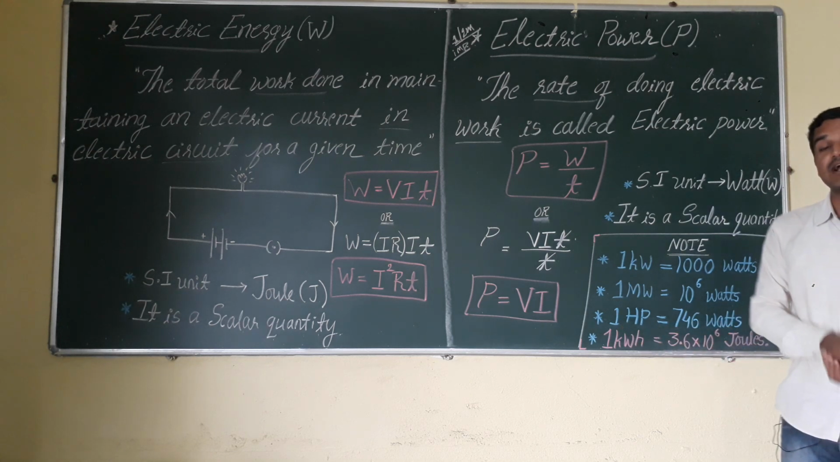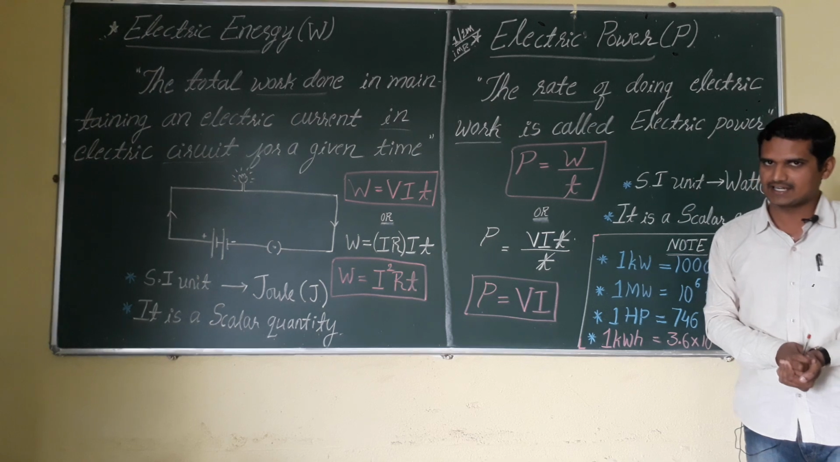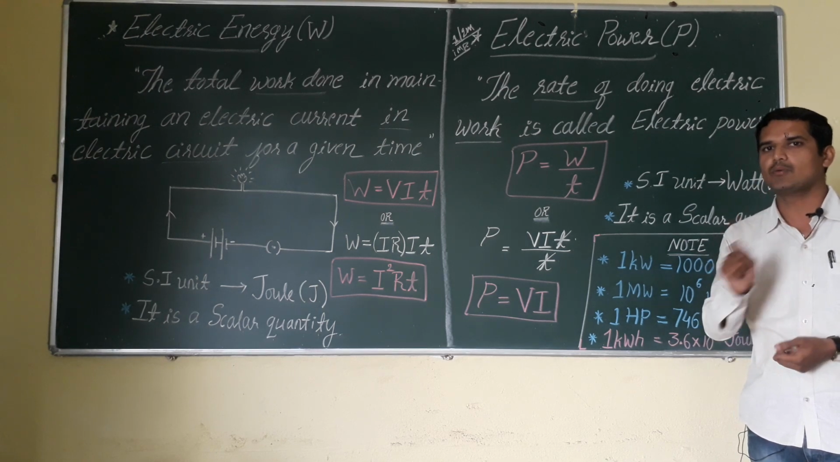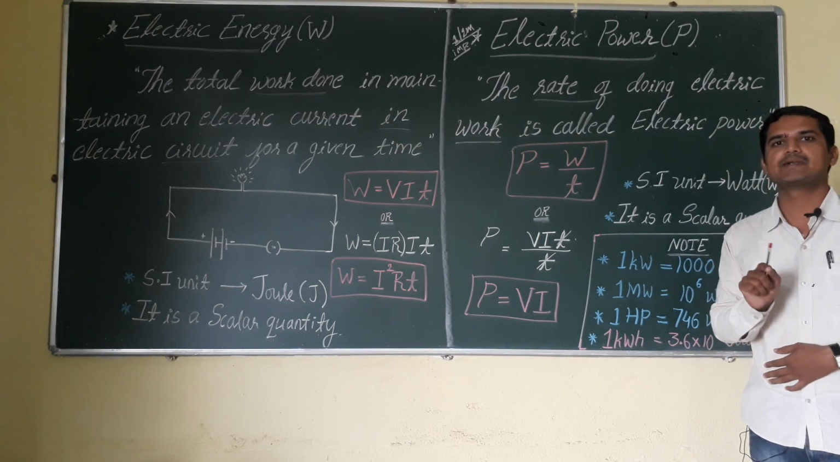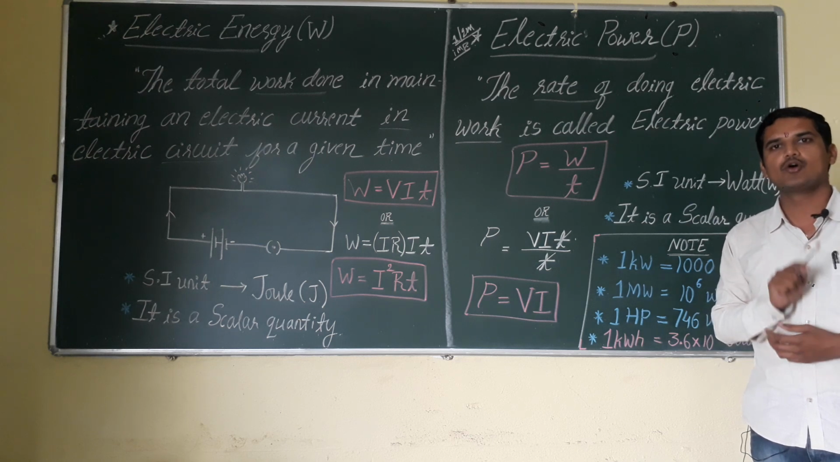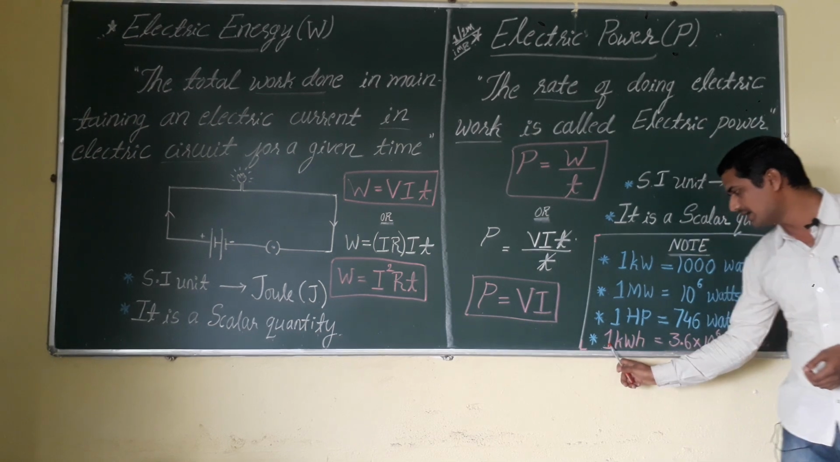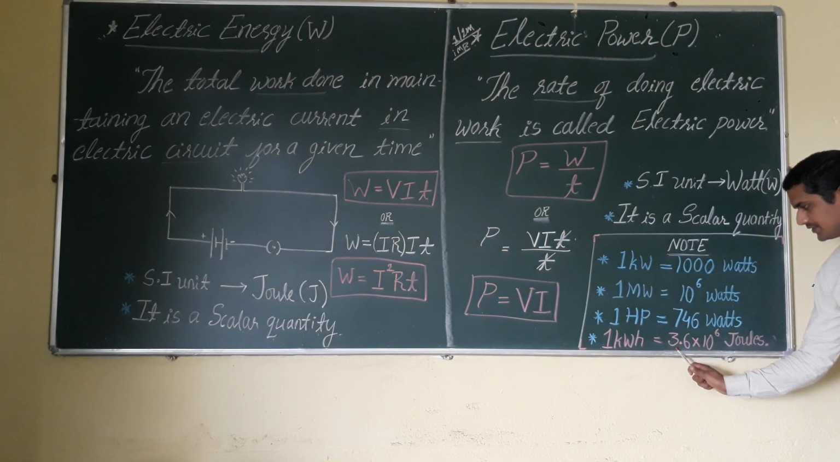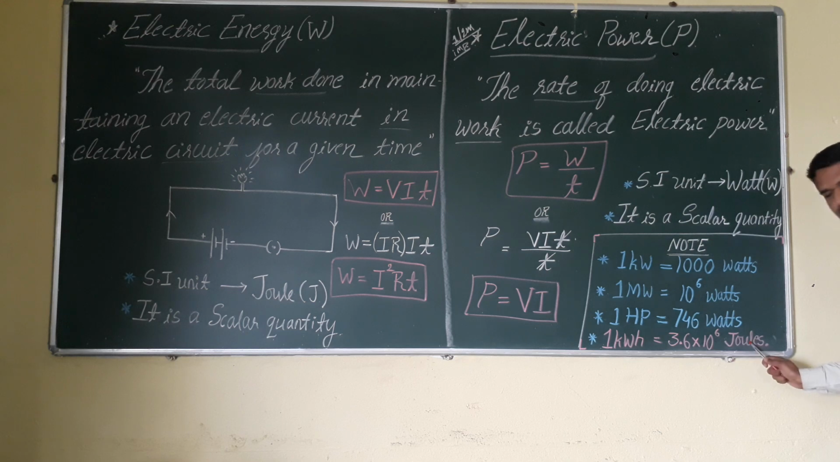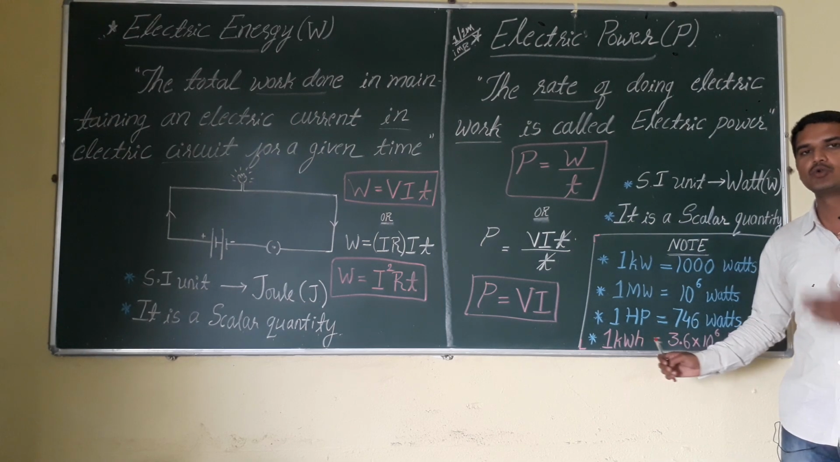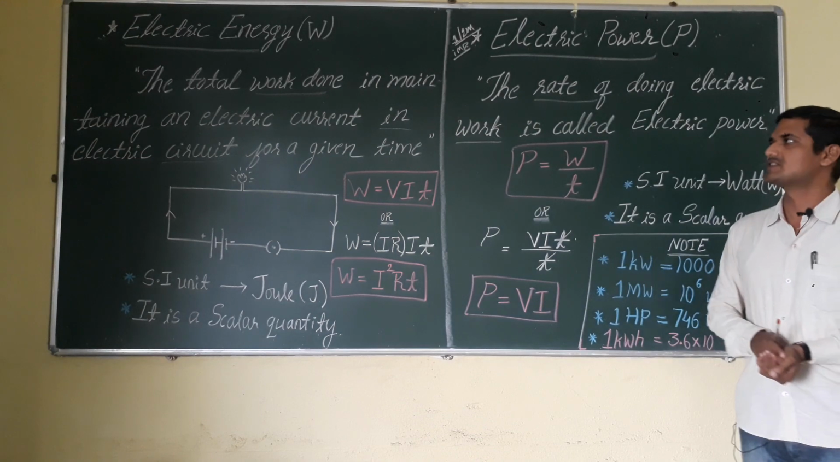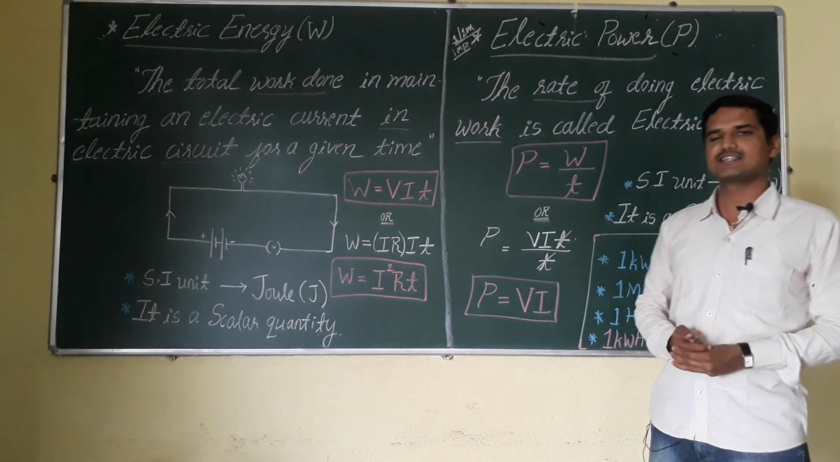And also remember the commercial unit of measurement of electrical energy is kilowatt hour. This is asked in your main examination. 1 kilowatt hour is equal to 3.6 into 10 raised to 6 joules. This is the value of 1 kilowatt hour, which is also generally called 1 unit, 2 units, like this. So this is the explanation about electrical energy and electric power.